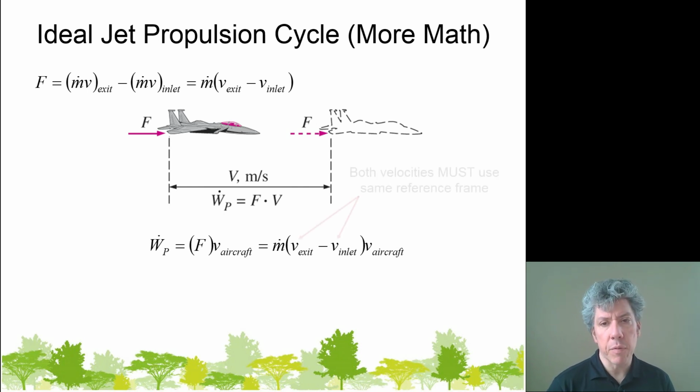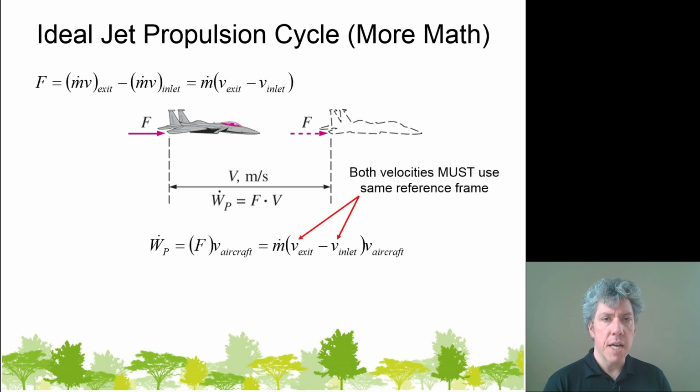Now you have to be careful with this equation. The velocity of the air coming into the engine and the velocity of the air leaving the engine have to be taken with respect to the same reference frame. You can't take one with respect to ground and the other one with respect to the aircraft as the craft moves through the air. That won't work. So be careful about that. So here it doesn't matter whether you take the airplane as the reference frame or the ground and measure the velocity of the air flowing into the engine and out. As long as you've used a consistent basis, this difference will be fine.